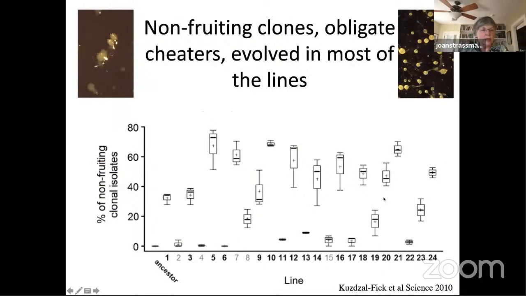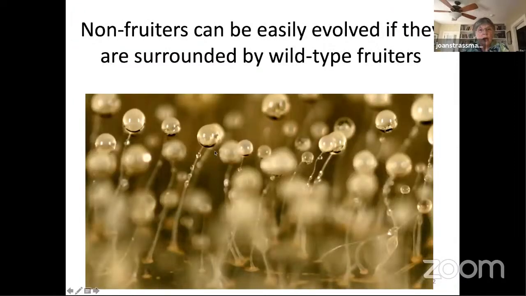And then if you look at those lines, you can see that obligate non-fruiters, who totally lost the ability to form fruiting bodies, also occurred in most of the lines. And in some of them were even so common that they were close to crashing the population. So it turns out this was easily evolved when they're surrounded by wild type fruiters.